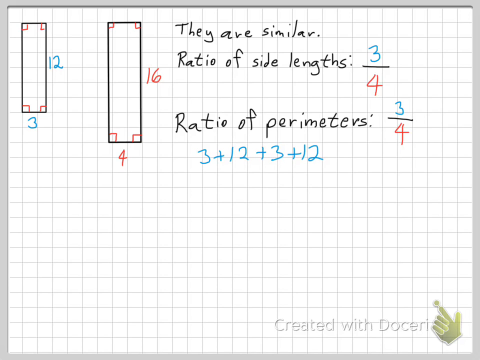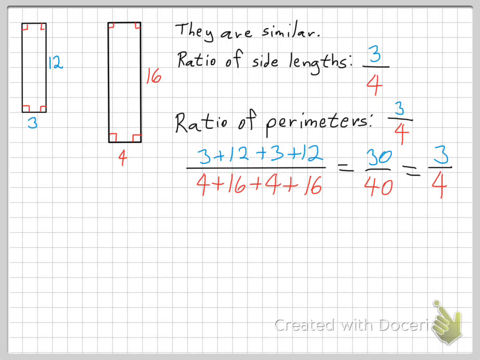So the perimeter of this rectangle is 3 plus 12 plus 3 plus 12. Perimeter is the distance around a figure, so this would be the perimeter of this rectangle. And then the perimeter of this rectangle is going to be 4 plus 16 plus 4 plus 16. So that's where we get that from. And then you add them up and you get 30 divided by 40, which reduces to 3/4. So yes, the ratio of their perimeters is 3/4. Again, the same as the ratio of their side lengths, which we learned in chapter 6.